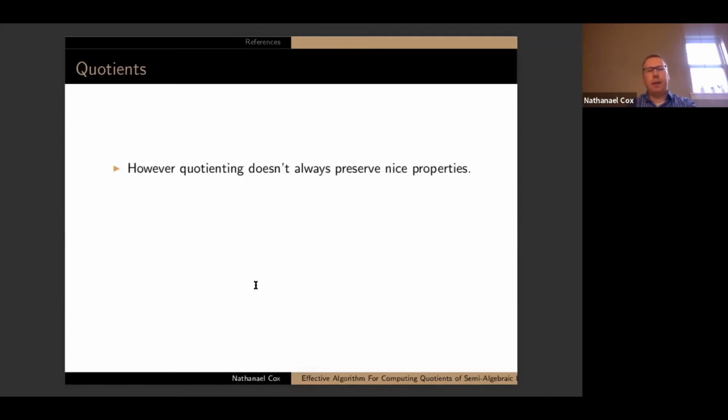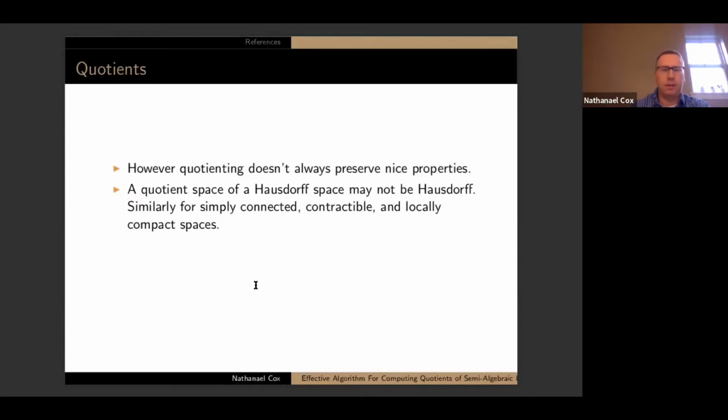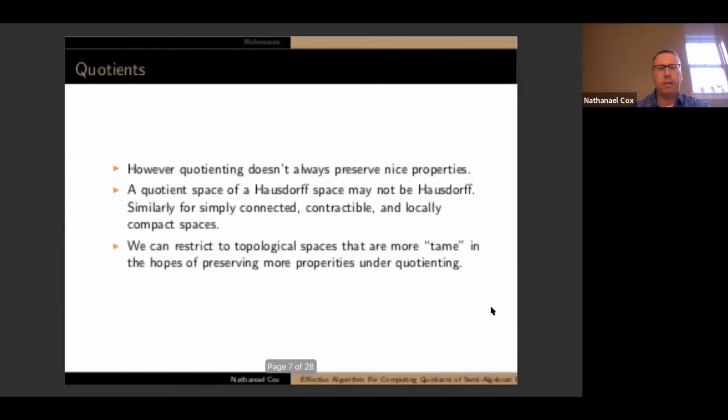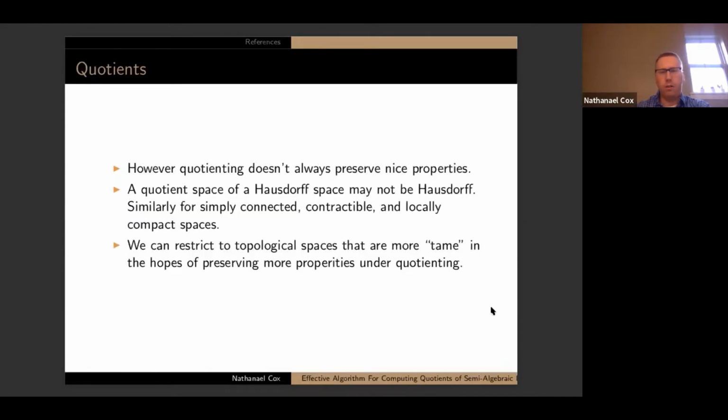Quotienting is a nice thing and comes up very often. However, it doesn't always preserve nice properties of our original topological space. For example, a quotient space of a Hausdorff space may not be Hausdorff, and similarly for simply connected spaces, contractible spaces, and locally compact spaces. One way to deal with this is to restrict our set of topological spaces to a more tame set, in the hopes that we might preserve more properties under quotienting.